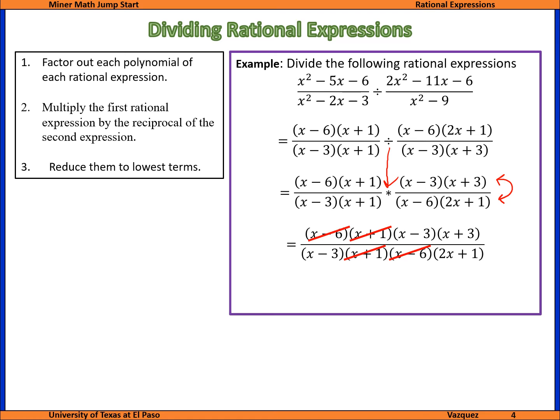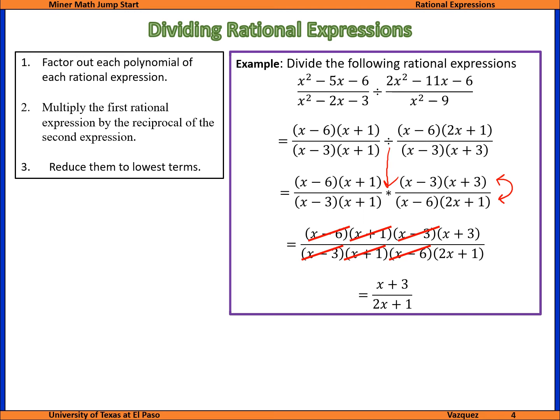And there's a third one. We see an x minus 3, so we can cancel those out as well. We're just left with x plus 3 in the numerator, and in the denominator, we are left with 2x plus 1. So this is dividing rational expressions. And like I've said before, and I'll keep saying, with practice we'll get better. They become second nature, and they no longer look so intimidating.